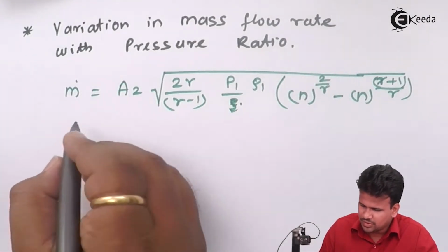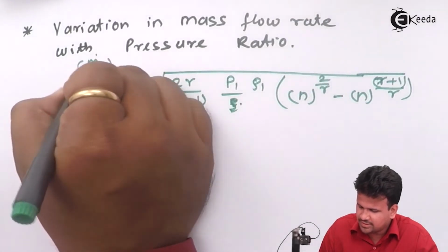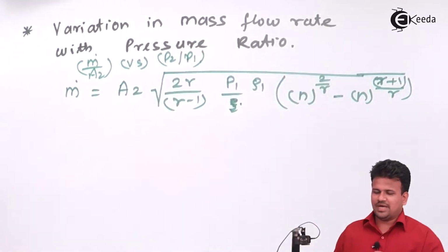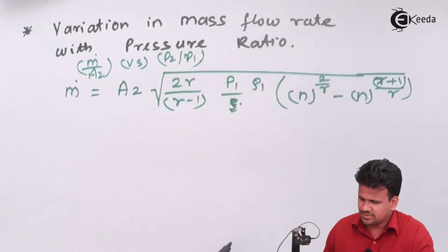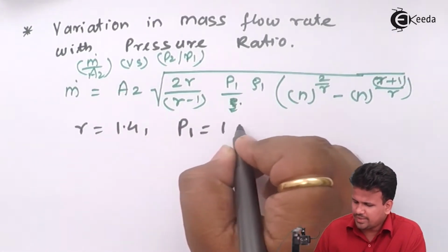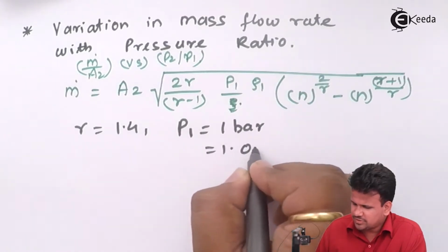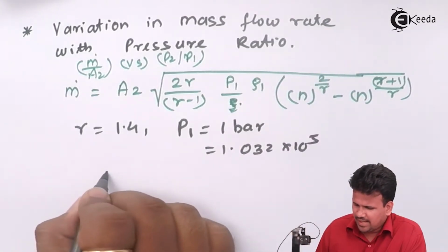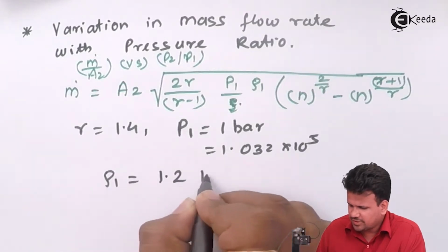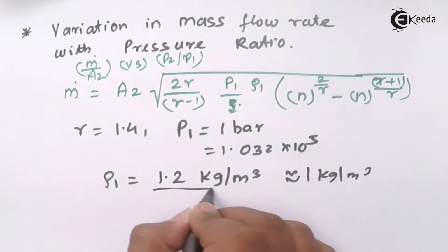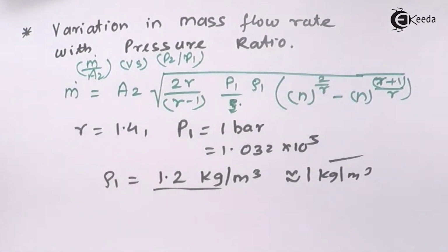So we have to know the relation of mass flow rate per unit area versus the pressure ratio P2 by P1. So this is what we have to calculate. Let us take some random values of these variables. First of all, gamma is equal to 1.4. Let us consider P1 equal to 1 bar, that is 1 atmospheric pressure, 1.0325 into 10 to the power 5. And we'll consider the density of air as 1 kg per meter cube, not 1.2.